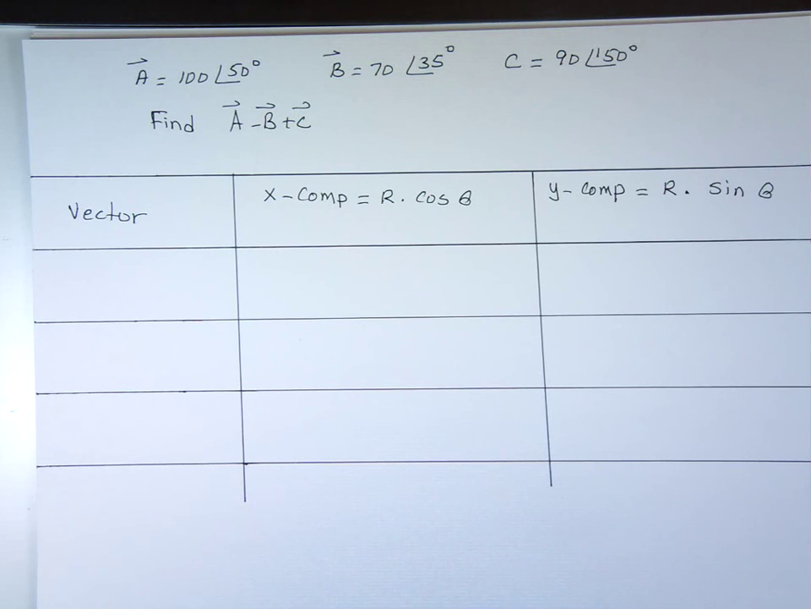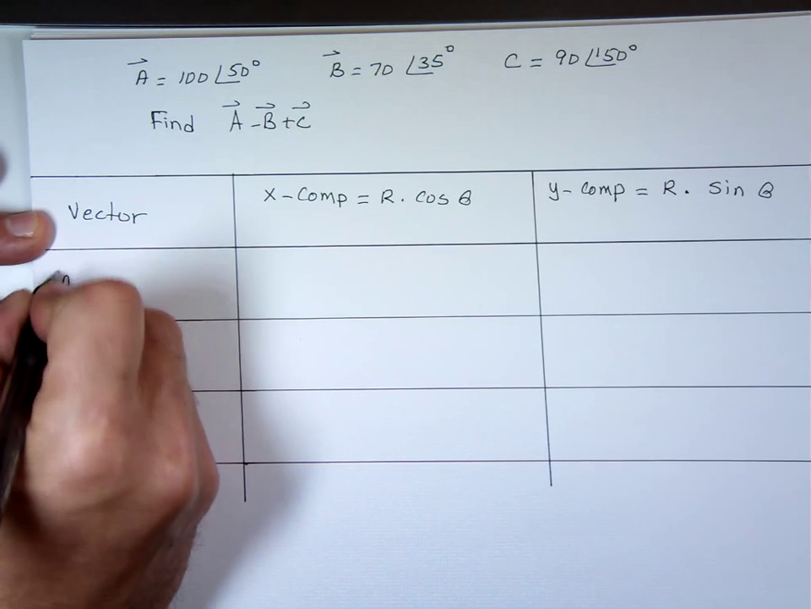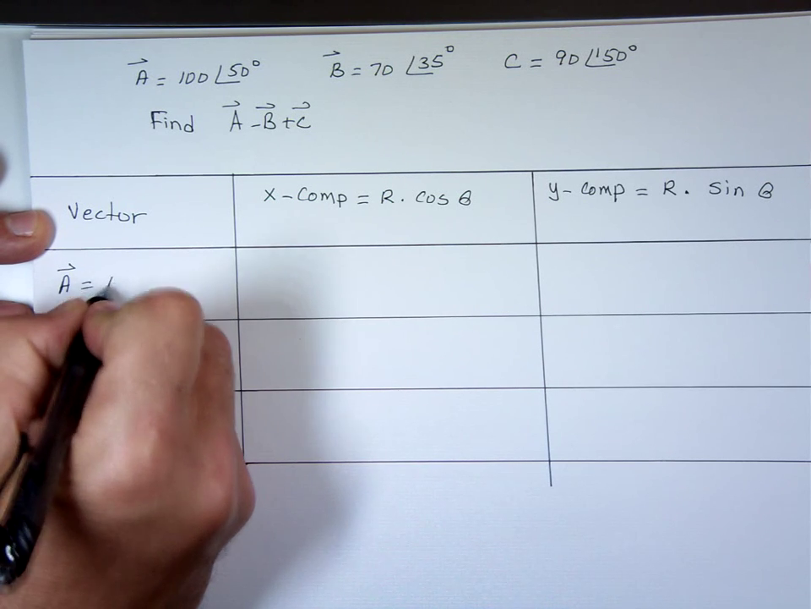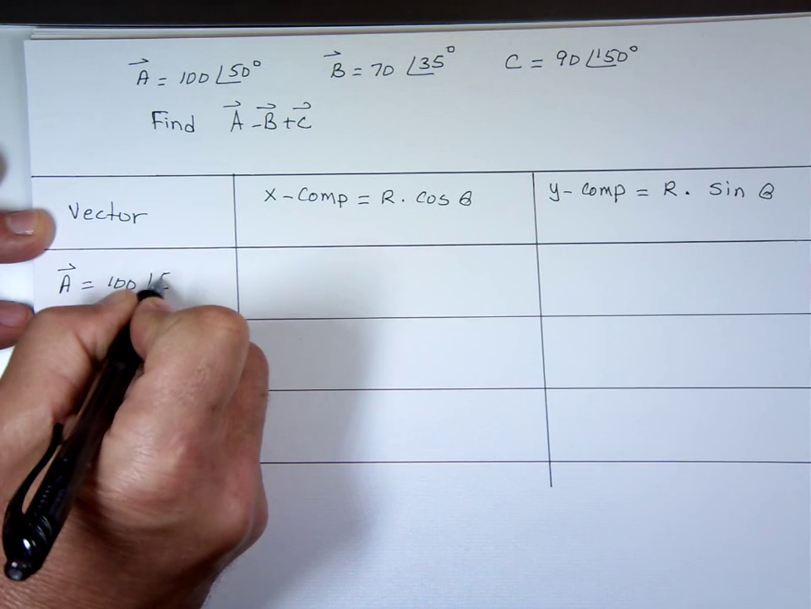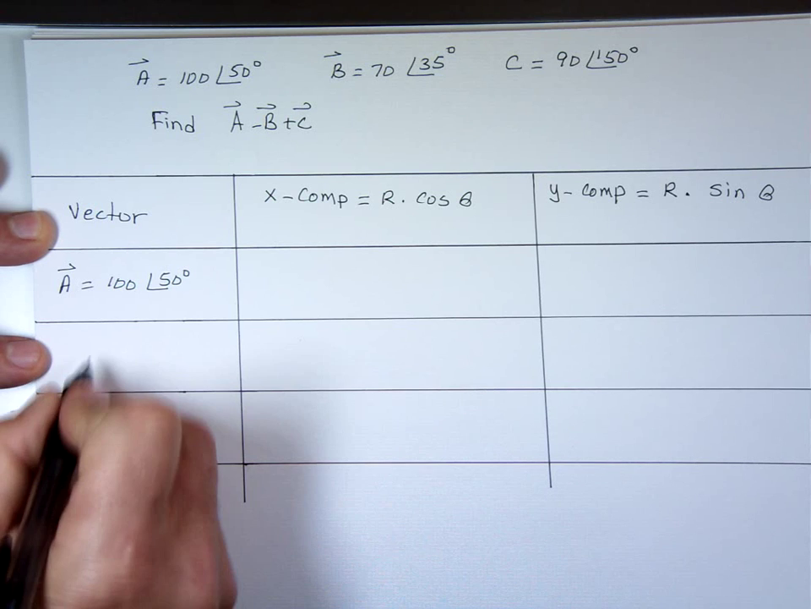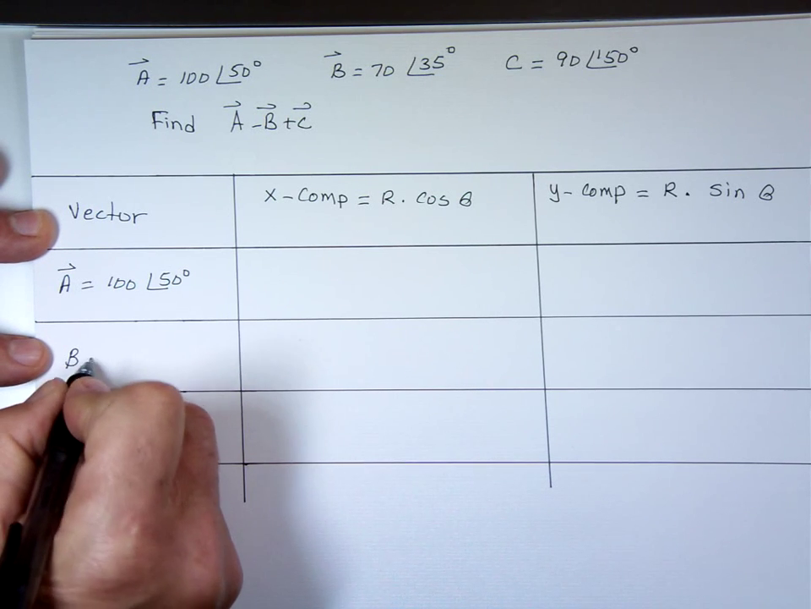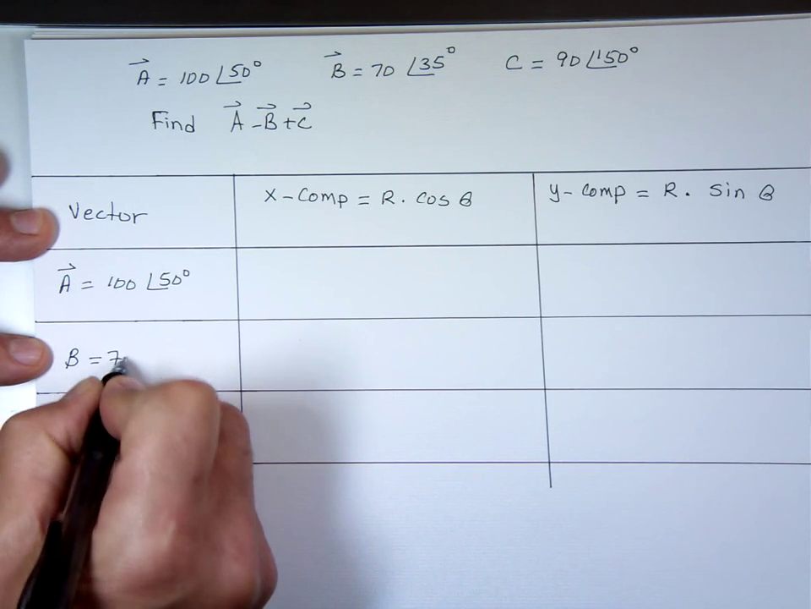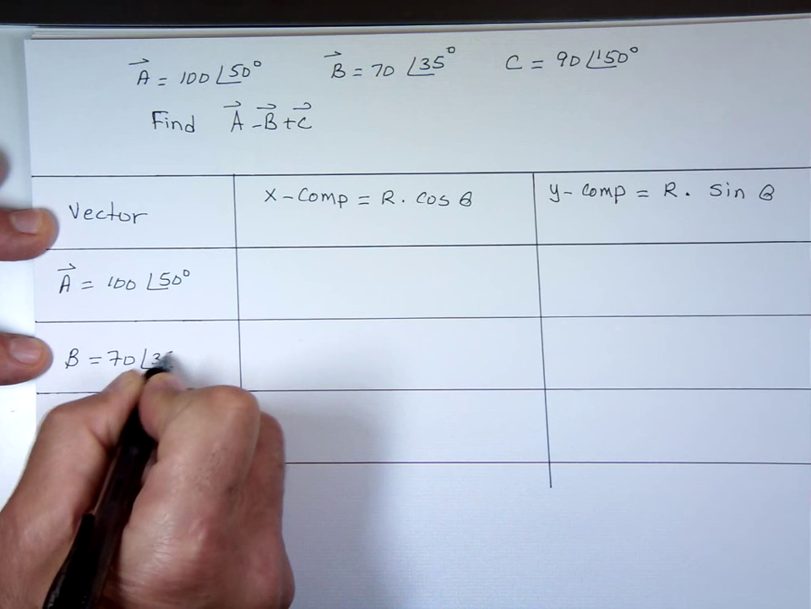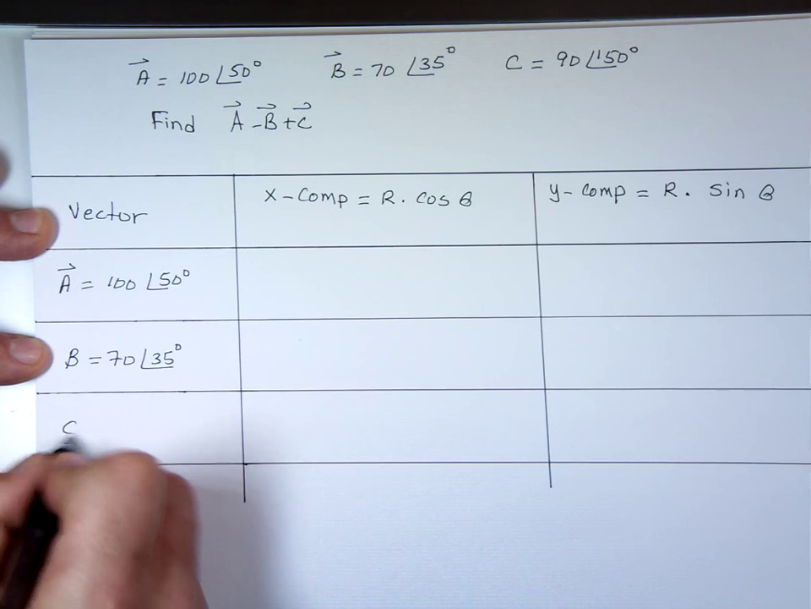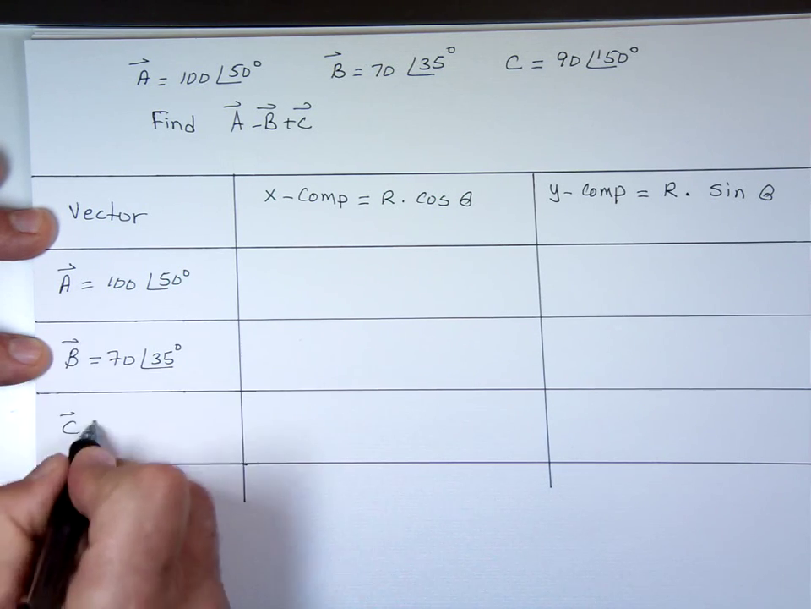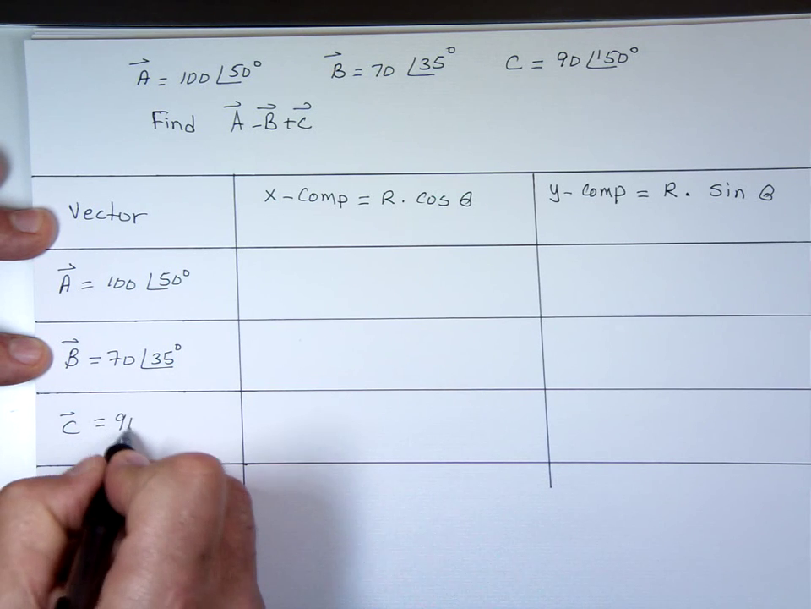Let me write my vectors. Write the vectors first. Vector A, 100 angle 50. B is 70 angle 35. And C equals 90 angle 150.